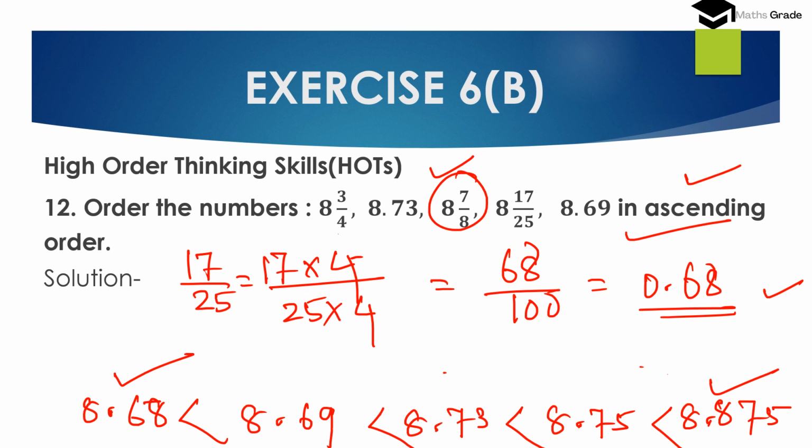So the arrangement of the given numbers in ascending order is 8.68, 8.69, 8.73, 8.75, and 8.875.